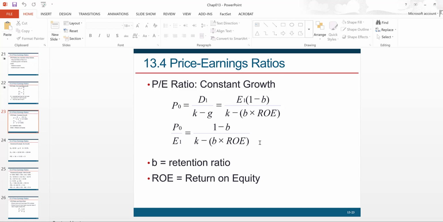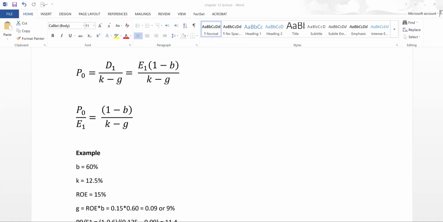So what are the factors that influence the PE ratio? We have K in the denominator. The higher the K, other things being equal, the lower the PE ratio. So there is an inverse relationship between K and the PE ratio. K is the required rate of return, so the riskier the firm, the higher the K and the lower the PE ratio. What is the relationship between growth rate and PE ratio? The higher the G, the smaller the denominator, and therefore the higher the PE ratio. So the higher the growth rate, the higher the PE ratio.